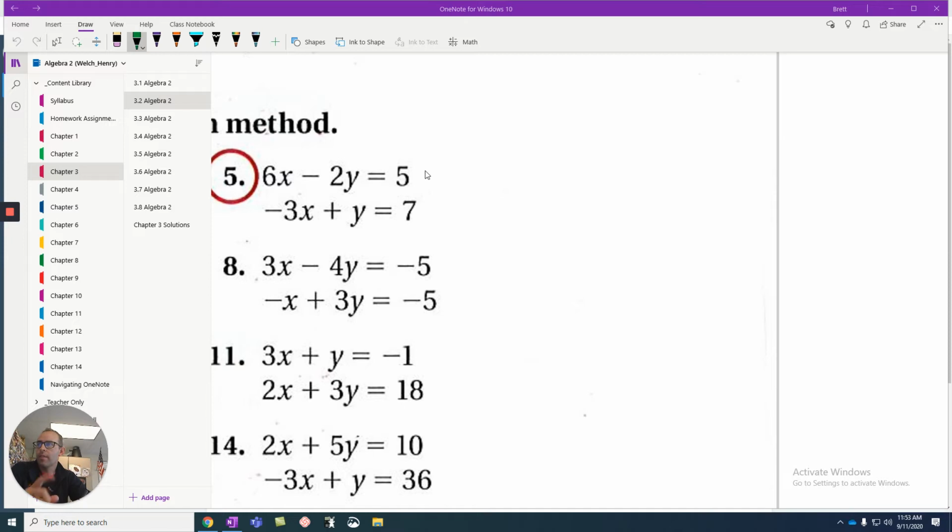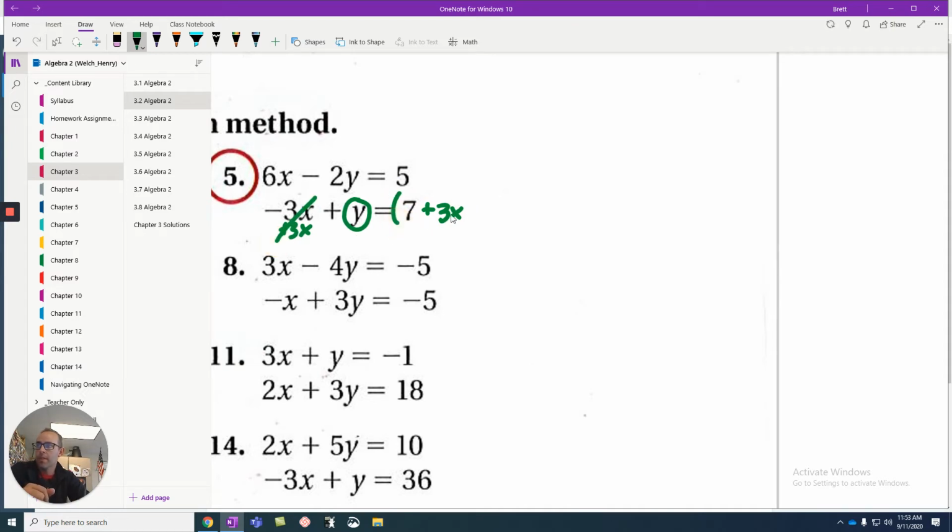So if we look at number 5, we're doing substitution for this first part of the assignment, and that means we need to try and isolate a lonely variable. In this problem, this y right there is pretty lonely. It doesn't have a coefficient, which means its coefficient is 1. That means we can easily get the y alone by adding 3x to both sides. Once we've done that, now my y is alone.